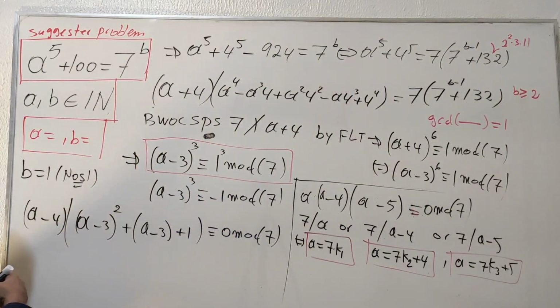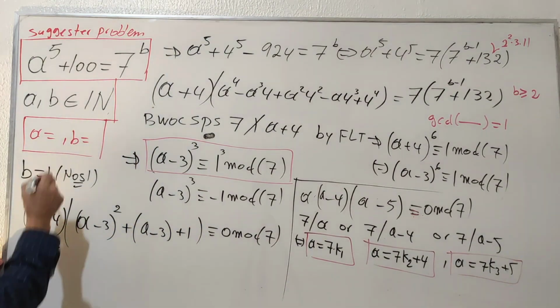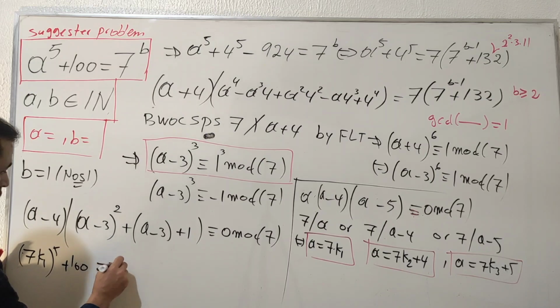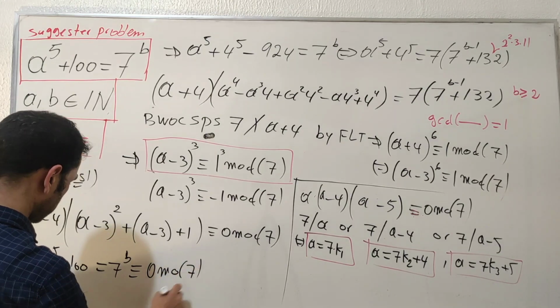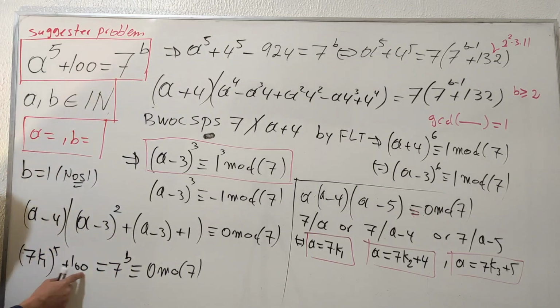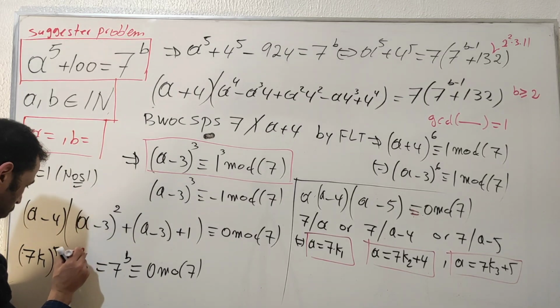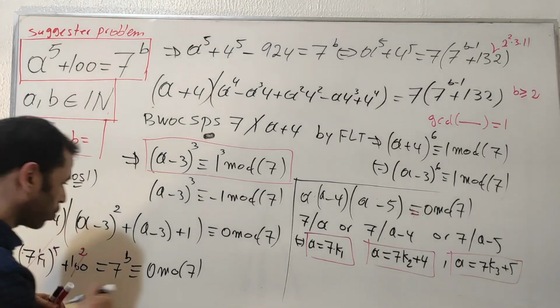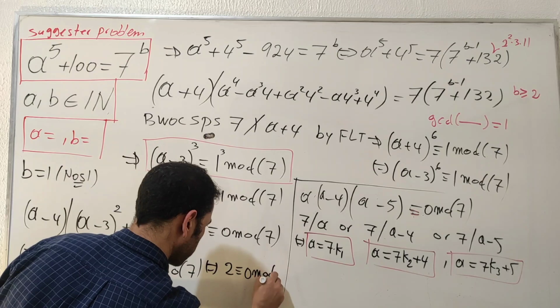Okay, so taking this at the top here, I get a to the fifth, which will be replaced as (7 q1) all to the fifth. I'm working only with the first case, plus 100, which equals 7 to the b. This one is clearly congruent to 0 mod 7. This one also, I will have 100. We know if you divide 100 by 7, you will have a remainder of 2 here. So I get this one, remainder 2. This one will be 0. So this is equivalent to 2 is congruent to 0 mod 7.